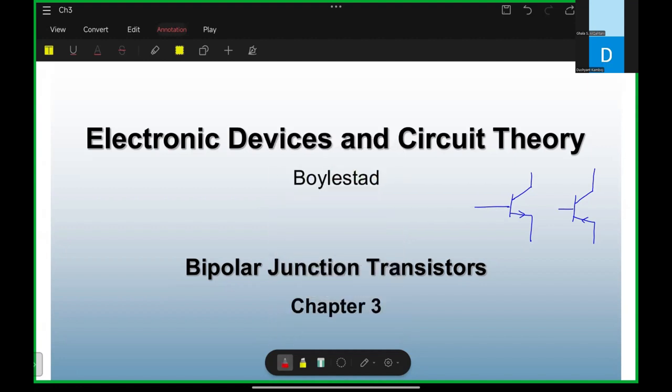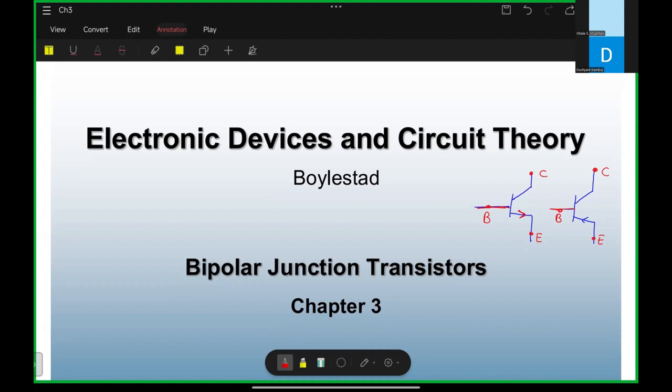So first we have to decide the base. Always remember this arrow is in between base and emitter. Okay. So this line represents the base. Always remember this is your base and this is your emitter. Got my point or not? Yes. And the remaining terminal, the third terminal, will be what? That is the collector. Correct. Collector.